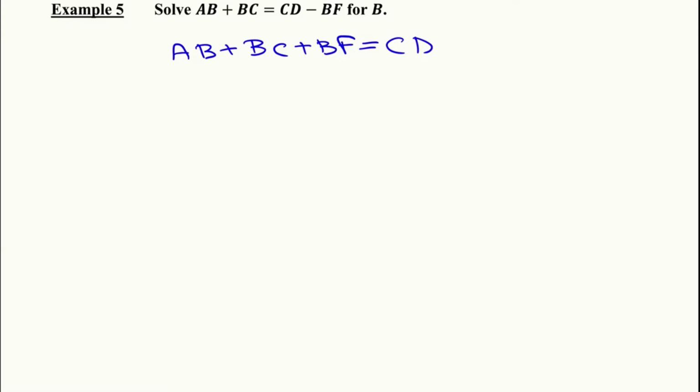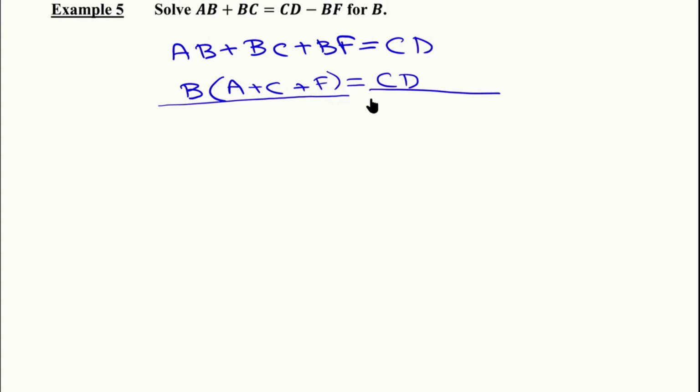So now we do have all the b terms on one side, but we need to still get it isolated. So this is when factoring comes in, right? So we notice that we can factor out the b, and that leaves us (a plus c plus f) equals cd. So now all we have to do is divide both sides by this expression and we should be done.